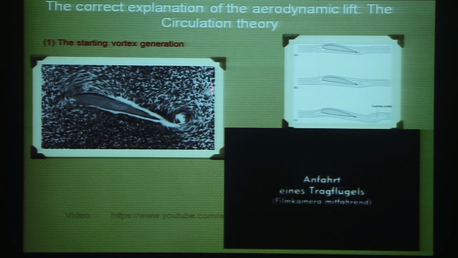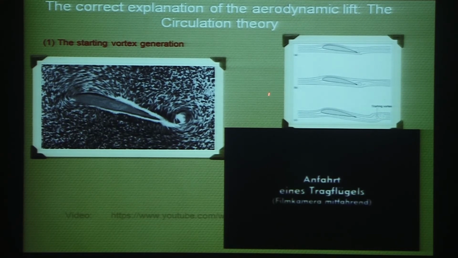This is the starting vortex generation. The idea is that when the wing starts, it actually generates a vortex at the tail. This is called the starting vortex. Now, this explanation is also not well known. Even in the book by Anderson on aerodynamics, he is the authority in the field, I read his book very carefully, he is also not able to explain why there is a vortex at the tail.